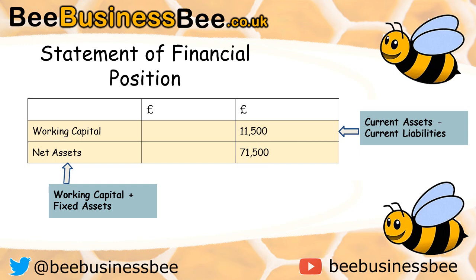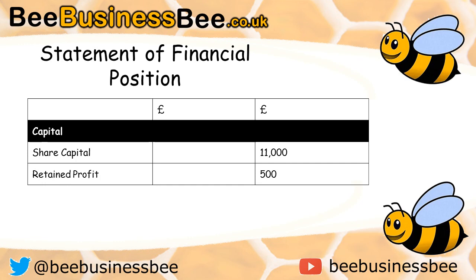Now your net assets shows what your business is worth in total. Your working capital plus your fixed assets. But remember, that's taking into account your long-term assets, the things that take a while to turn into cash. Beneath that, we have the capital column. The capital column shows where the money's come from, because capital is a fancy word for money.